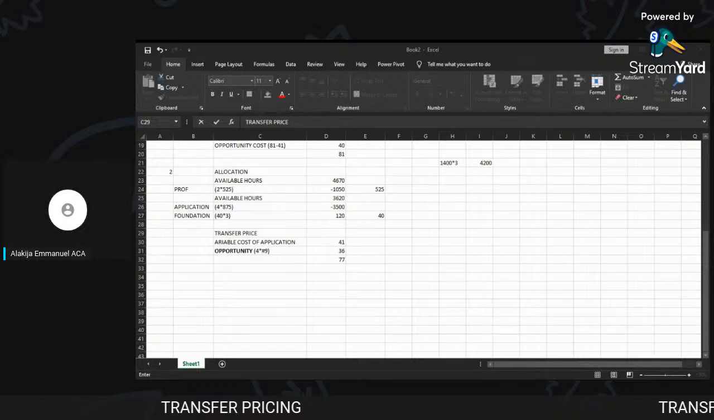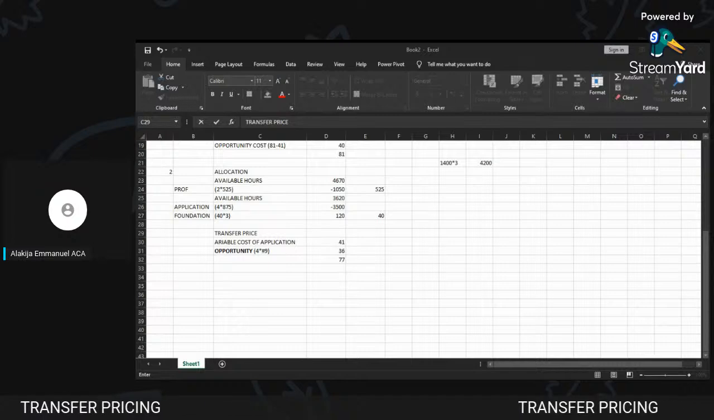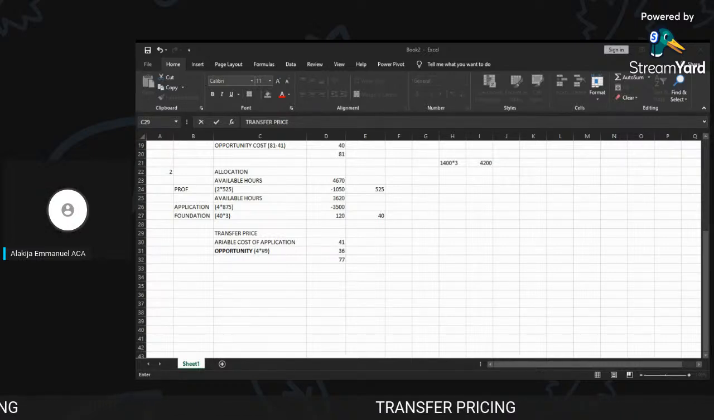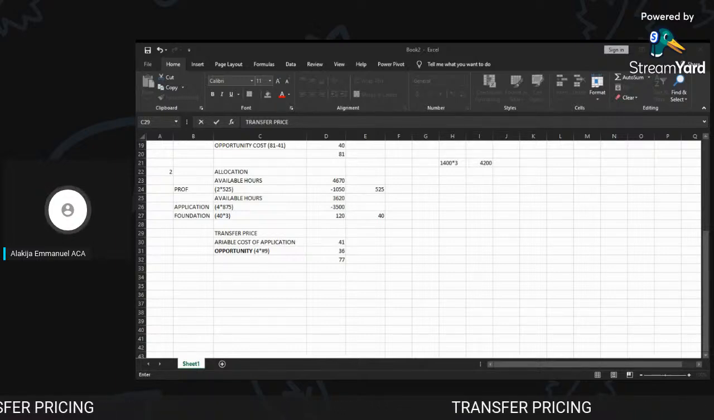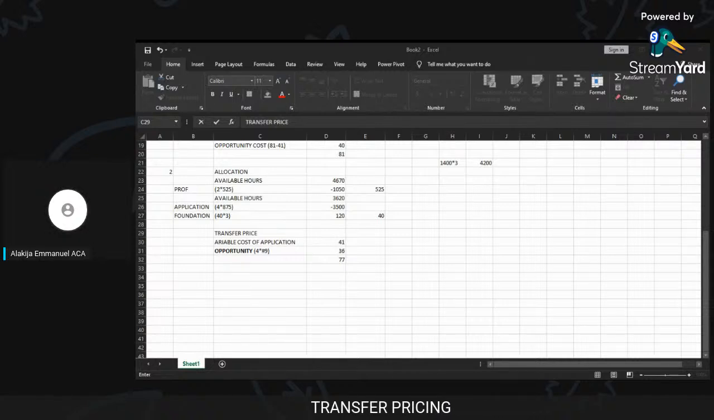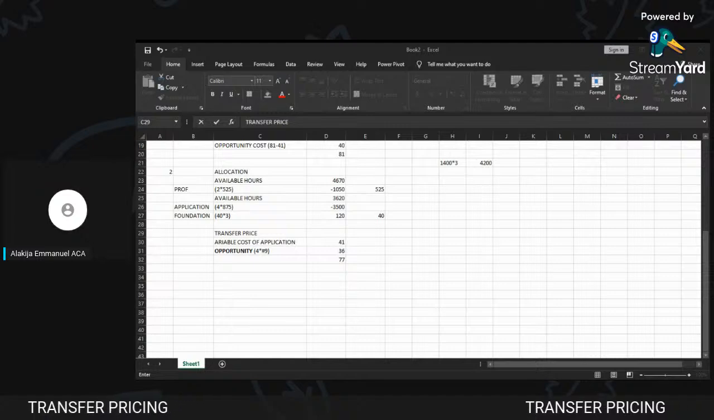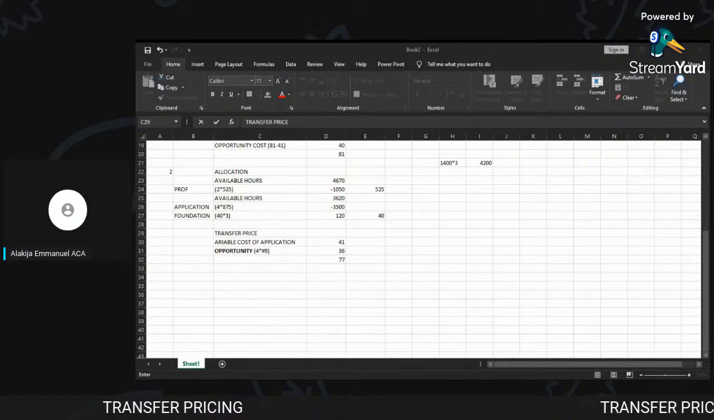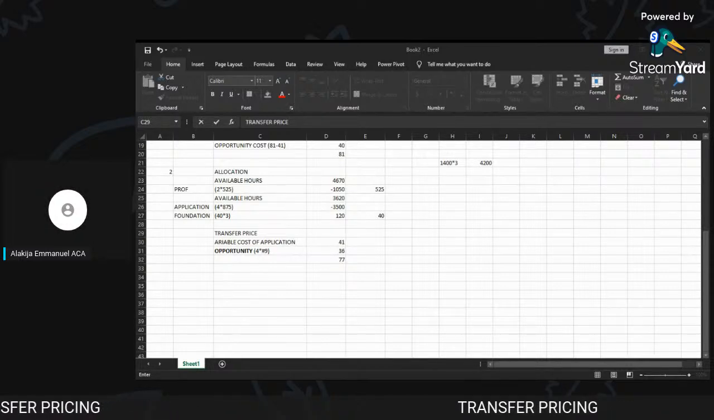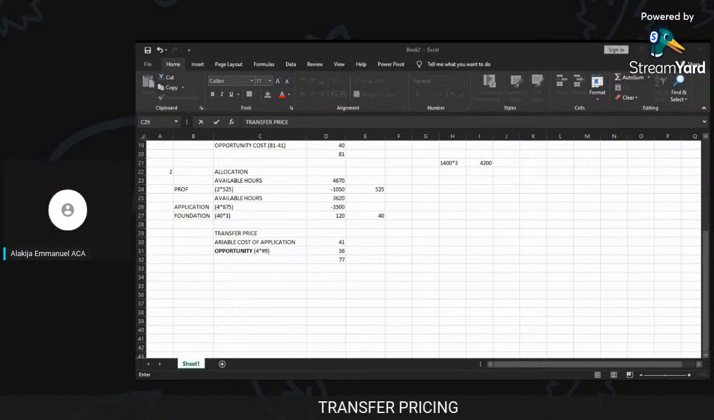Now for two, we've done our allocation and we can produce professional and application. Foundation does not have all the labour hours to produce 1,004 units. However, it can produce 40 units with 120 hours. So what we're now saying is, because we want to produce a special order, we have to deprive foundation the opportunity to produce even the 40.